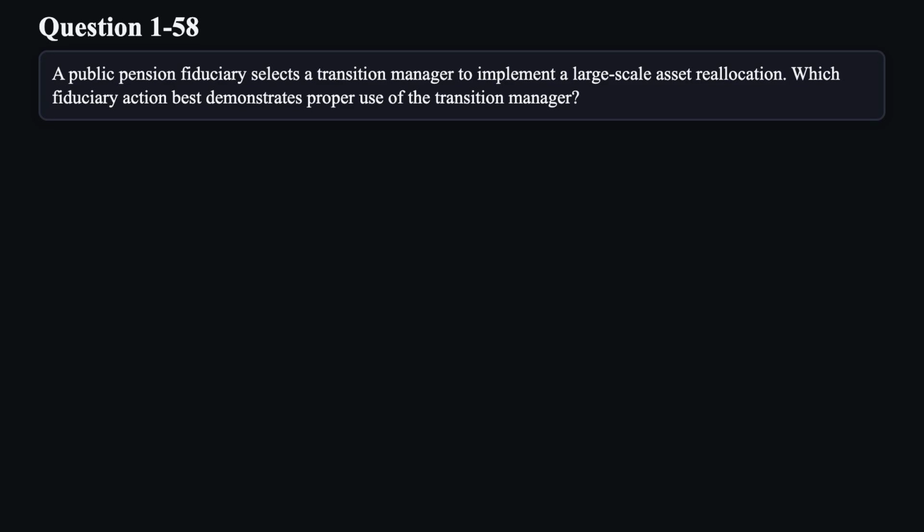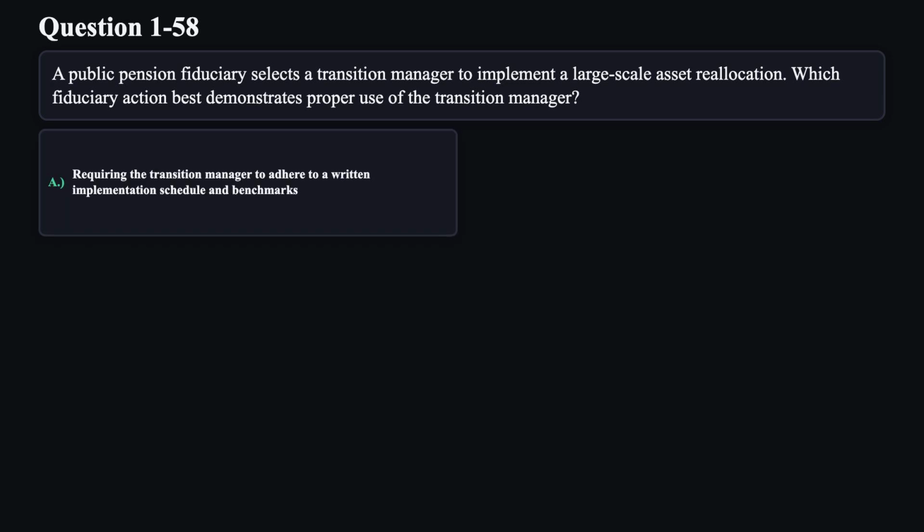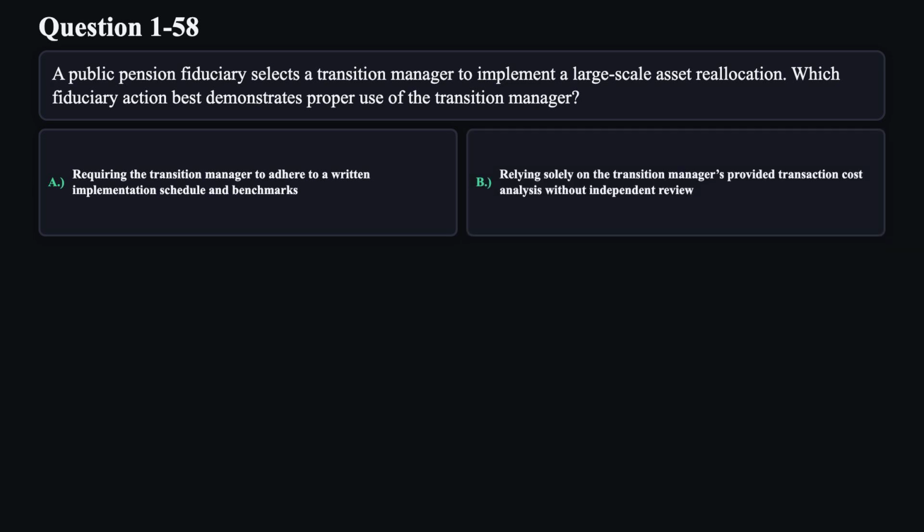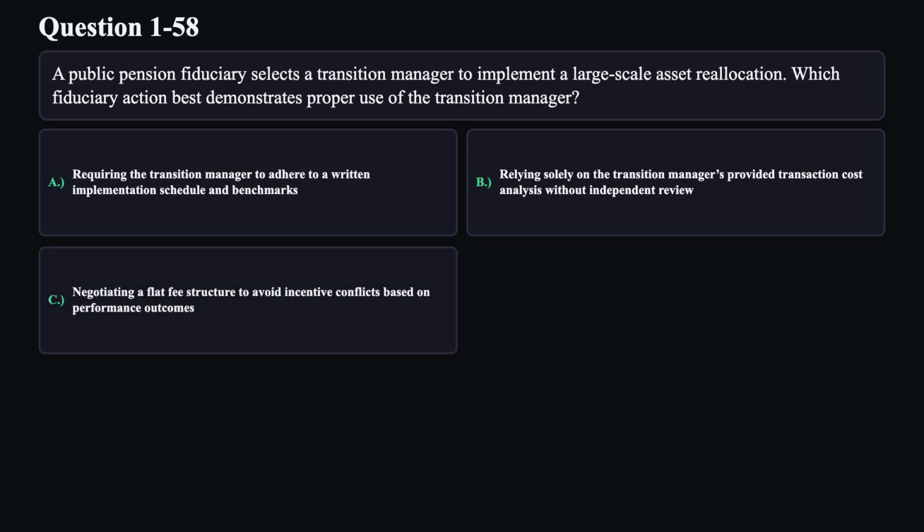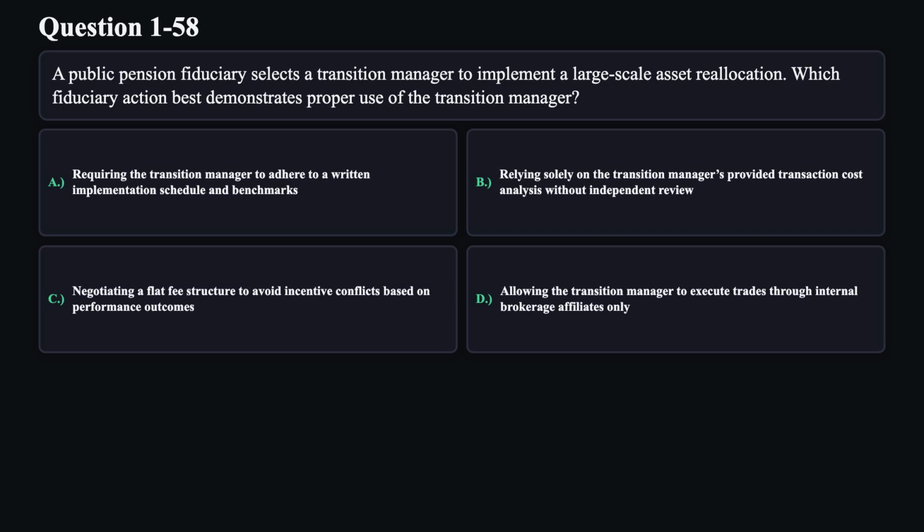Question 58. A public pension fiduciary selects a transition manager to implement a large-scale asset reallocation. Which fiduciary action best demonstrates proper use of the transition manager? A. Requiring the transition manager to adhere to a written implementation schedule and benchmarks. B. Relying solely on the transition manager's provided transaction cost analysis without independent review. C. Negotiating a flat fee structure to avoid incentive conflicts based on performance outcomes. D. Allowing the transition manager to execute trades through internal brokerage affiliates only.